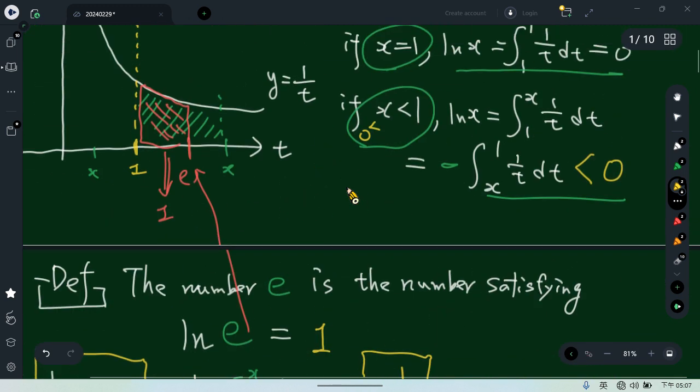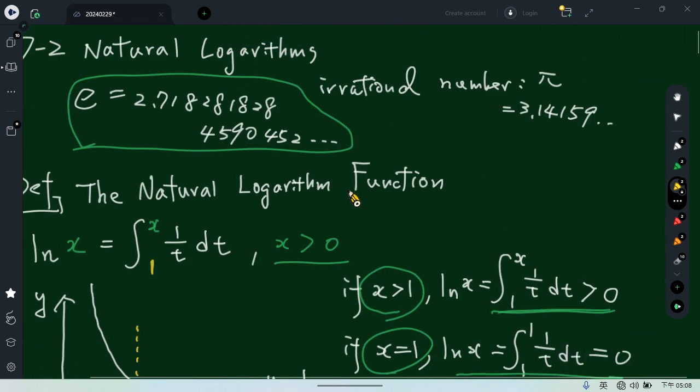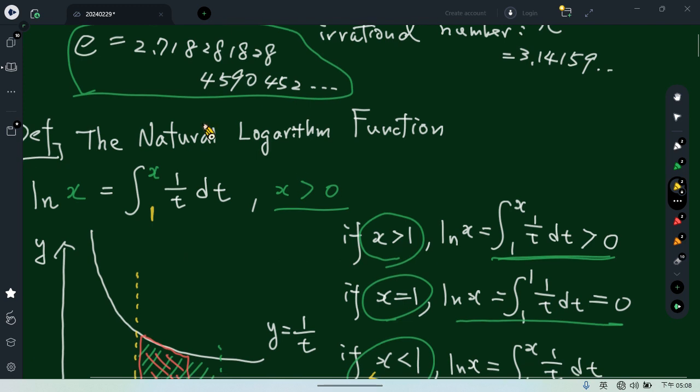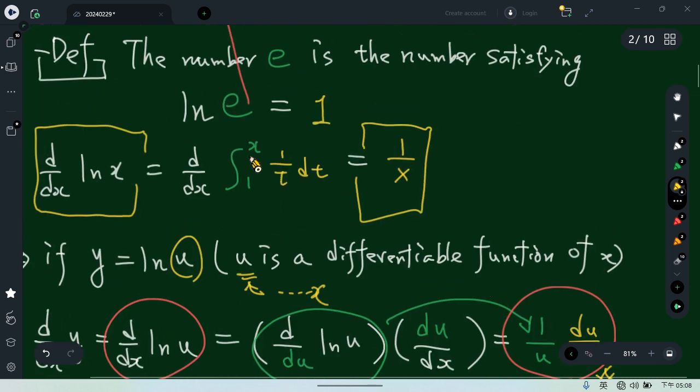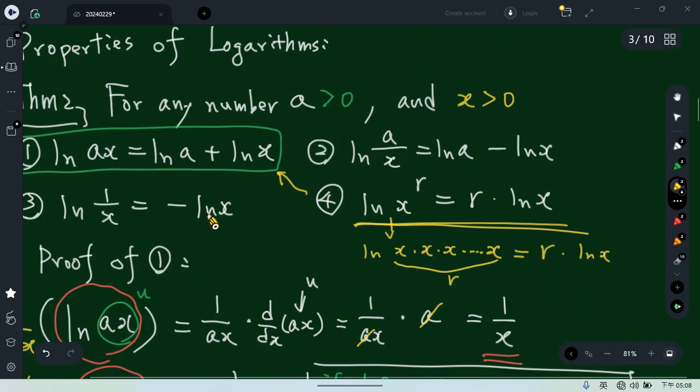Okay, so far, let me quickly give you a review of the results. The first one is, remember, ln x should follow this definition. Then when x is larger than 1, the result will be positive. x equal to 1 will be 0. x less than 1, the number will be less than 0. Then the second thing is ln e should be 1 by definition. Then I also hope you can memorize this result, that when you differentiate ln x, the result is 1 over x. And also these 4 rules.